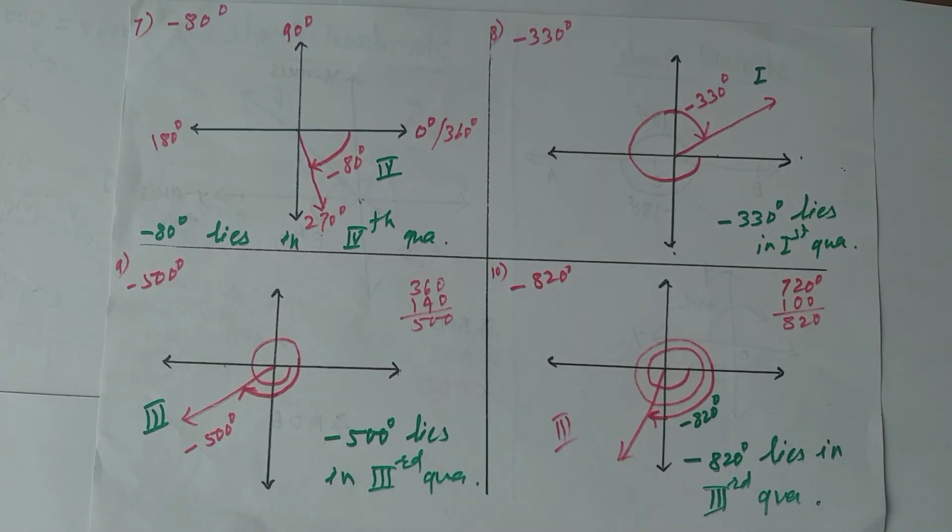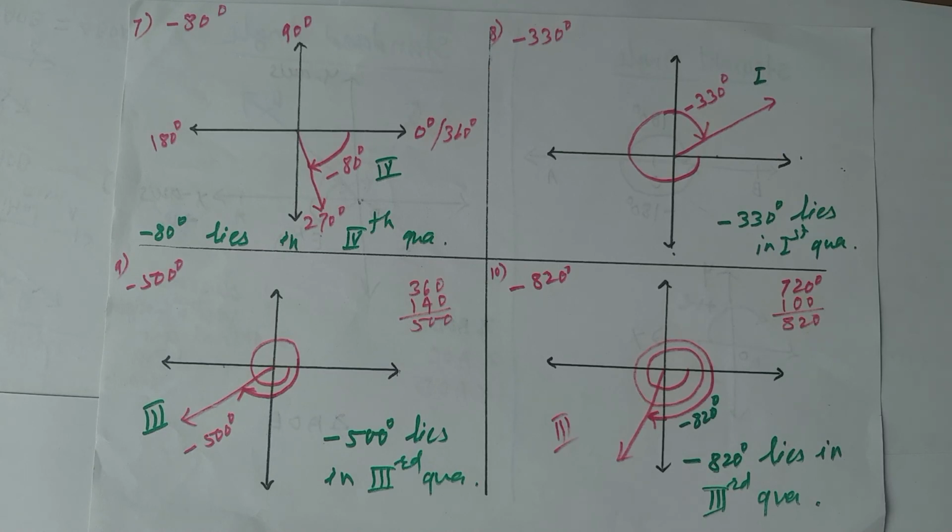Okay, students, is the concept clear to you? How to determine the quadrant of angle, if it is positive or negative?